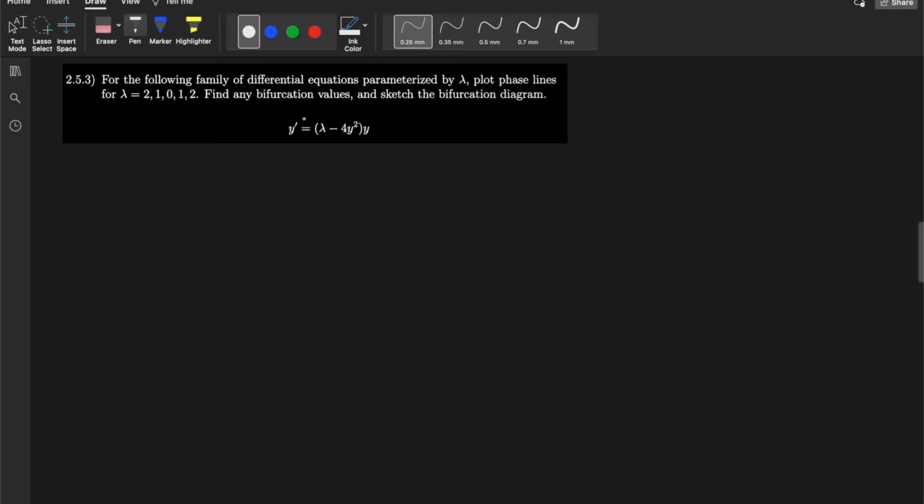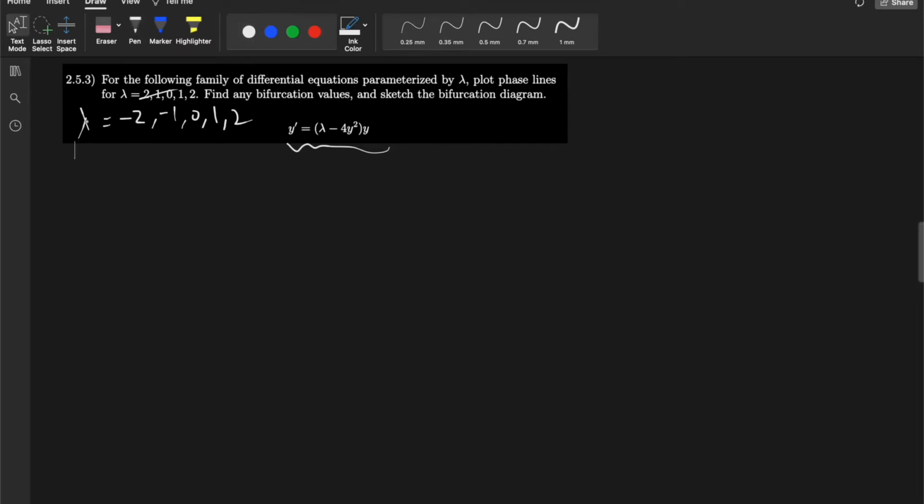Okay, so for this question, we have a family of differential equations parameterized by lambda, like so, and we want to find the phase lines, the bifurcation values, and then to sketch the bifurcation diagram based on values of lambda.